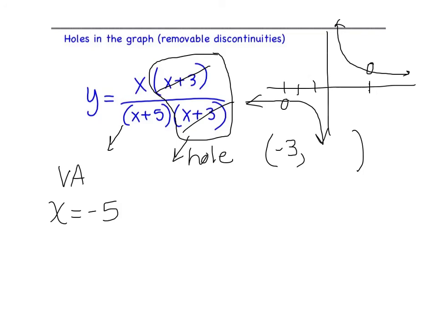And then what you would have for the horizontal asymptote, the top would be x squared. You're going to find the horizontal asymptote before you find the hole. So before you cancel. And so then the bottom would also be x squared, and so it's going to be y equals 1.